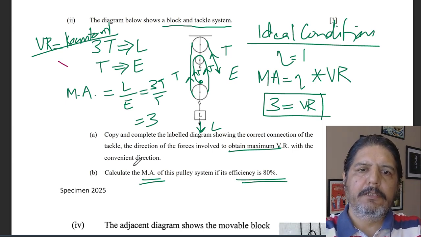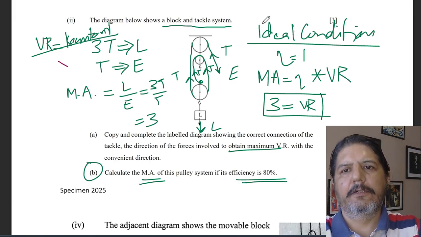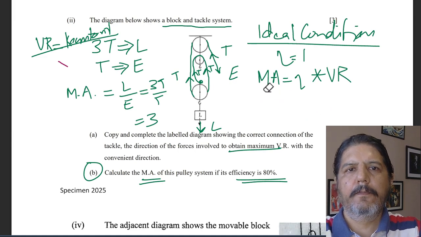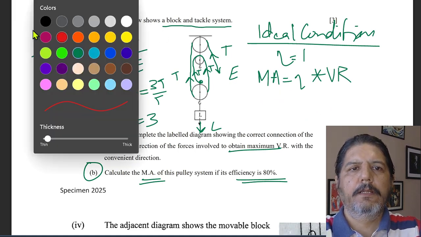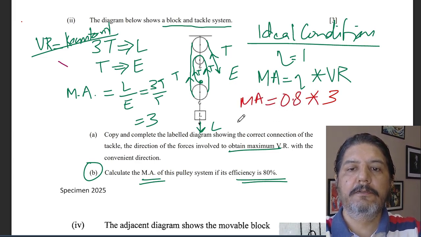So for example, in part B that they have told, calculate the MA of this pulley if its efficiency is 80%. And do remember please that the VR would remain 3. The efficiency is 0.8, and therefore the mechanical advantage is 2.4.